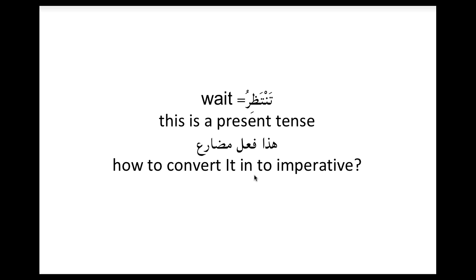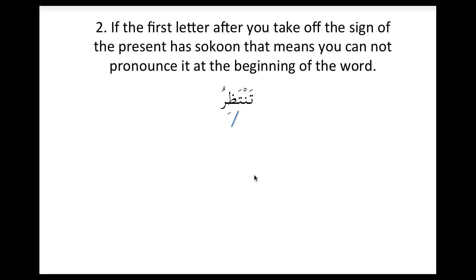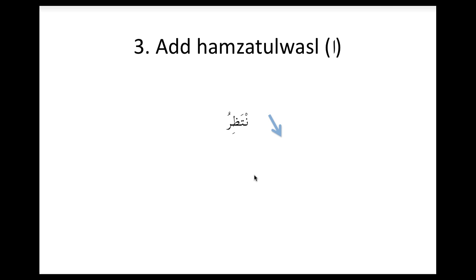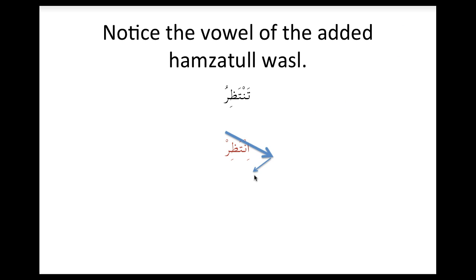تنتظر means you wait. This is a present tense. Take off the ta, which is علامة المضارع or the sign of present tense. If the first letter after you take off the sign of present tense has سكون, that means you can't pronounce it. So add همزة الوصل and put سكون at the end. Notice the vowel of the همزة الوصل. تنتظر، انتظر.